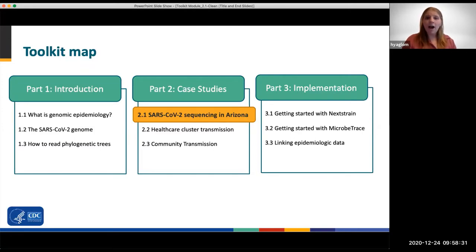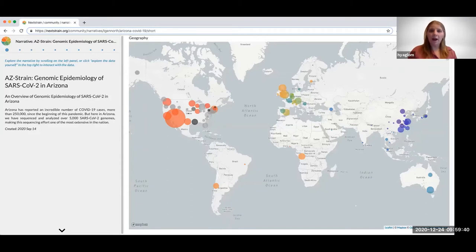In this module, I will be sharing our use of sequencing SARS-CoV-2 to understand the genomic epidemiology of COVID-19 in Arizona. To visualize our story, we are using NextStrain, which is an online interactive platform used to display and track pathogen genome data. The circles shown here on this map indicate the country or state of origin for the SARS-CoV-2 genomes we have used in our analyses. There are only a subset of all available genomes from around the world. North American genomes are highlighted in red, as you can see, and since we are mostly concerned with Arizona cases, the circle representing Arizona genomes is the largest.